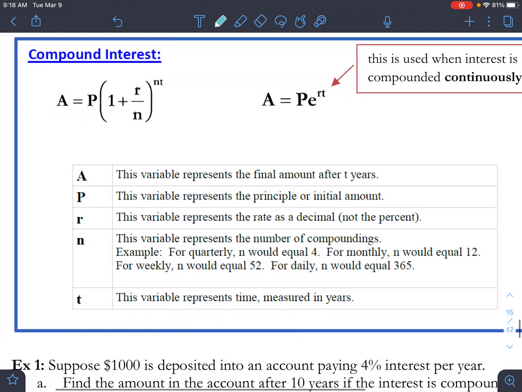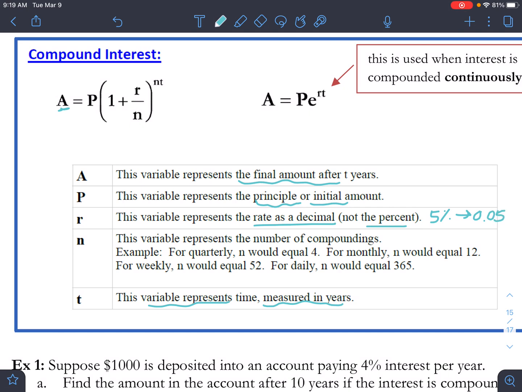Okay, letter representations here. A is that final amount after t years. T is always in years, by the way, so the variable represents time, little t right there. Then you've got P. This is the principal or initial amount. So if I said I invest $1,000 into my account. R is the rate as a decimal, so not the percent. If I said 5%, I would write that as 0.05. So just be careful on how we write those for R.